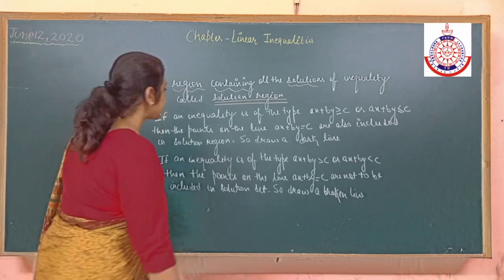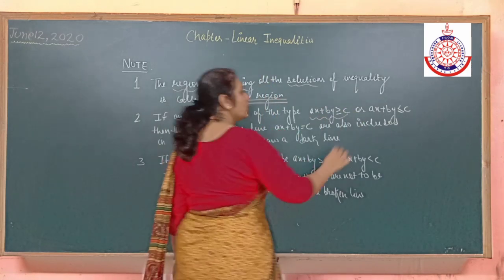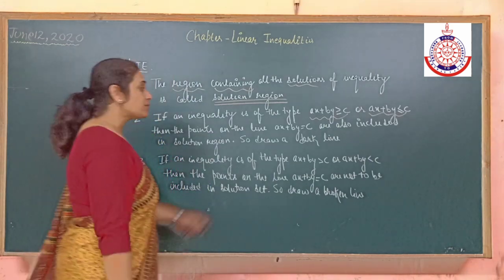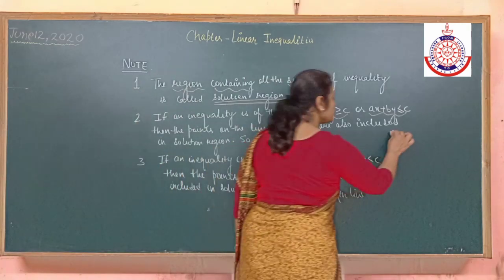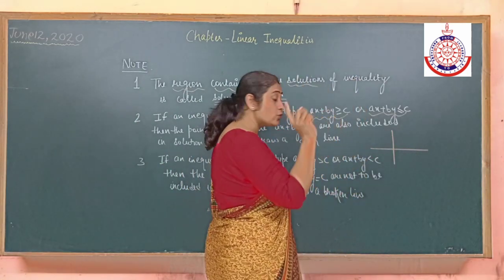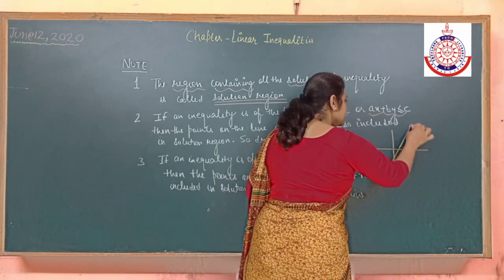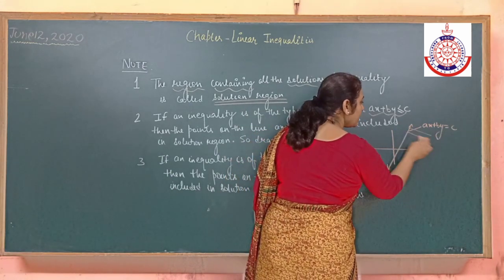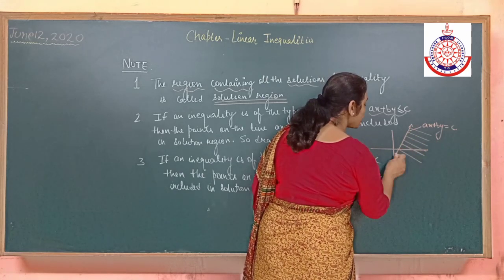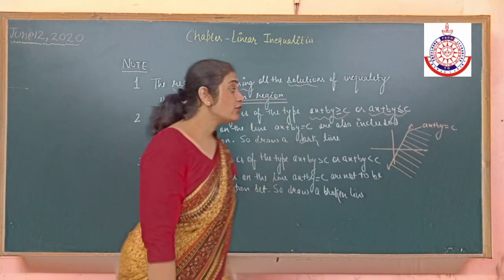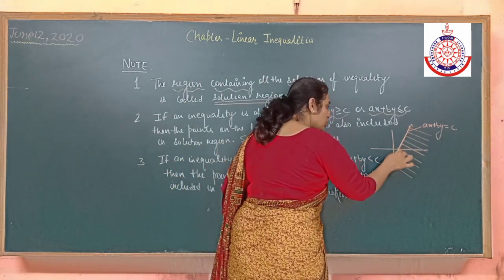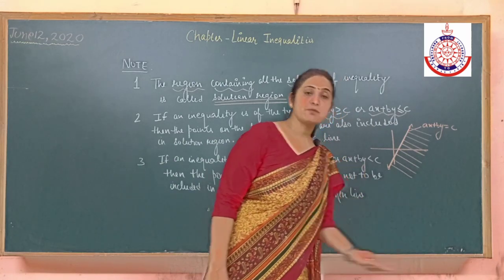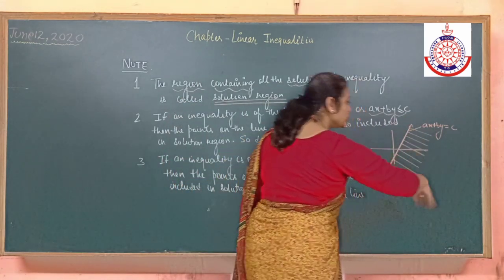Second, if the inequality is of this type, a slack inequality, that means the equals to sign is also there, then all the points lying on the line are also part of the solution set. If I plot it and this side area is coming, all the points on the line will also be part of the solution region, because with the line there is an equals to sign. The line as well as the area represented by that inequality are both in the solution region.